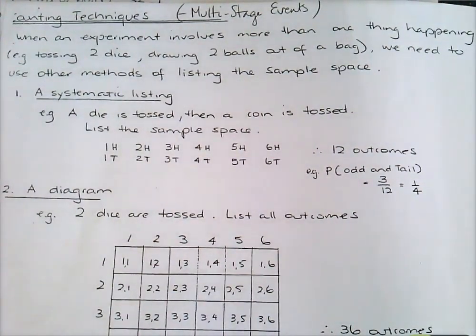Next, multi-stage events. When an experiment, ladies, has more than one thing happening in this experiment. Let's say you toss a coin.